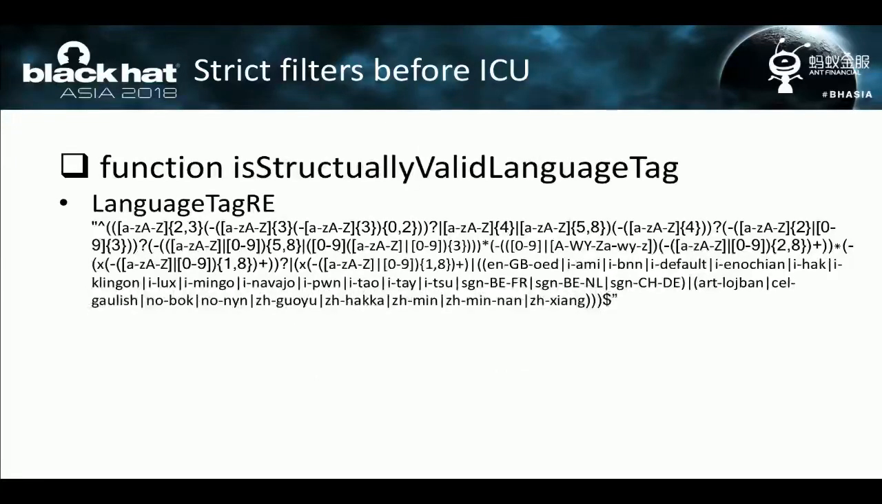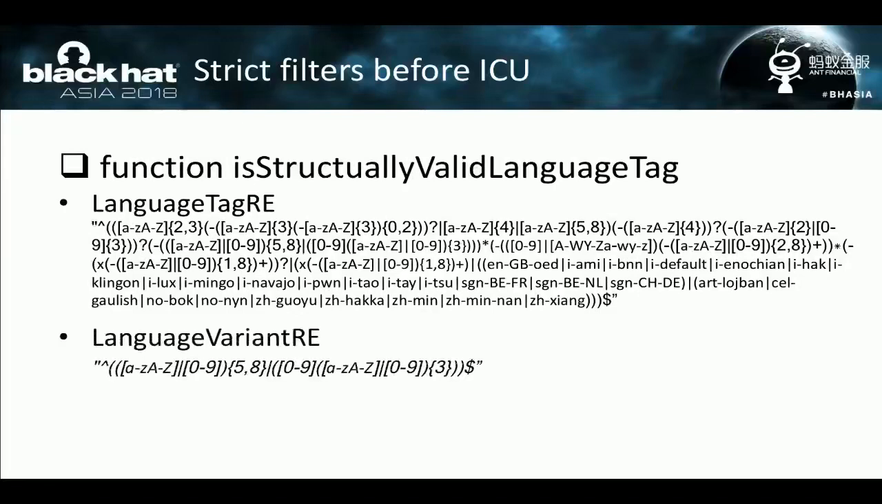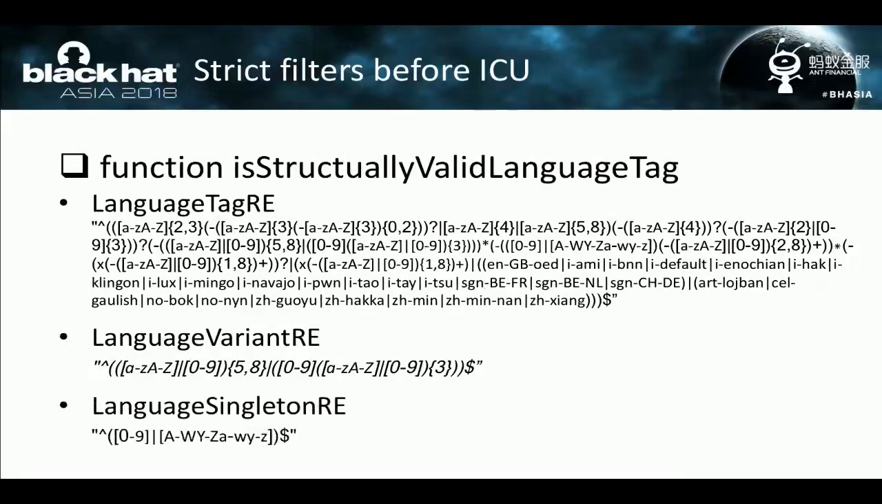Then the function isStructurallyValidLanguageTag uses 3 regular expressions. The first regular expression is so long. It is used to match the whole locale tag string. The second, languageVariantRE, is used to match the variant part of the locale tag. The third, languageSingletonRE, is used to match the extension of the locale tag.